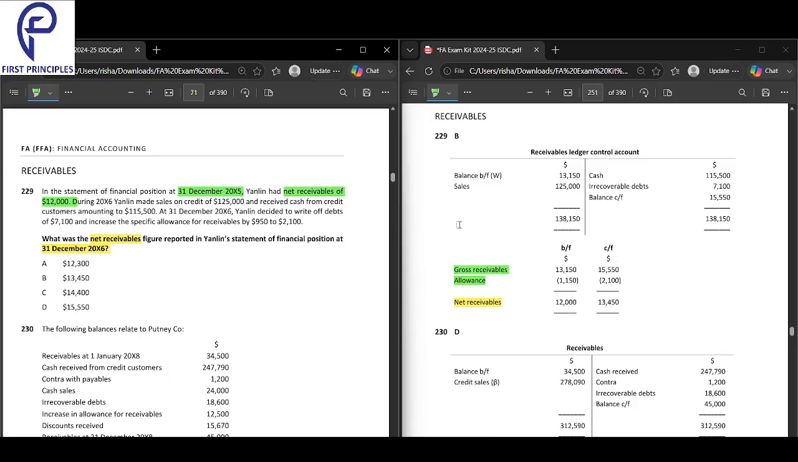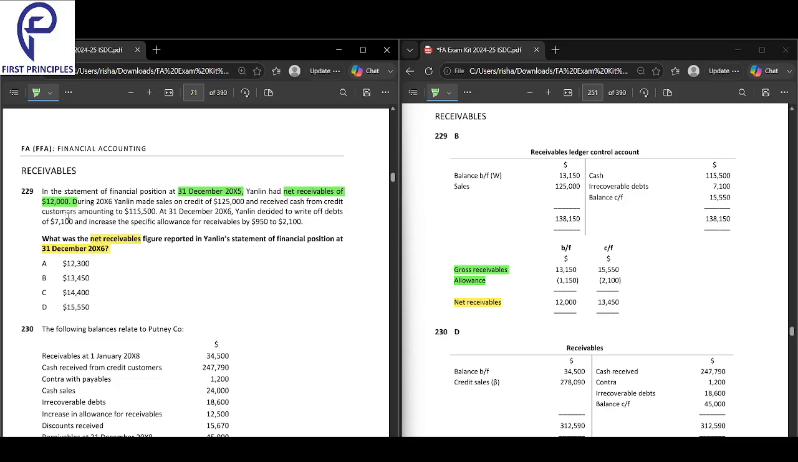Next, this is the brought forward figure. On 31st December 2005, Yarin had net receivables of 12,000. So this will be our opening on 1st January 2006, and you know the amount: it will be 12,000.